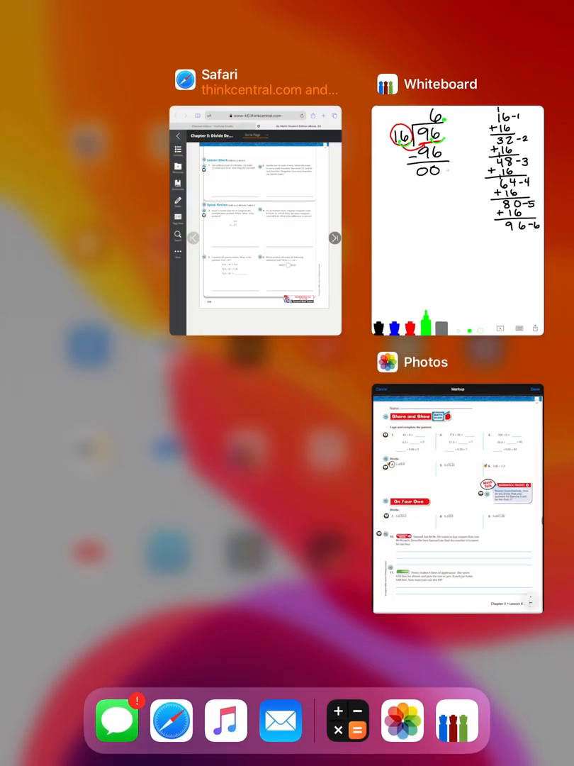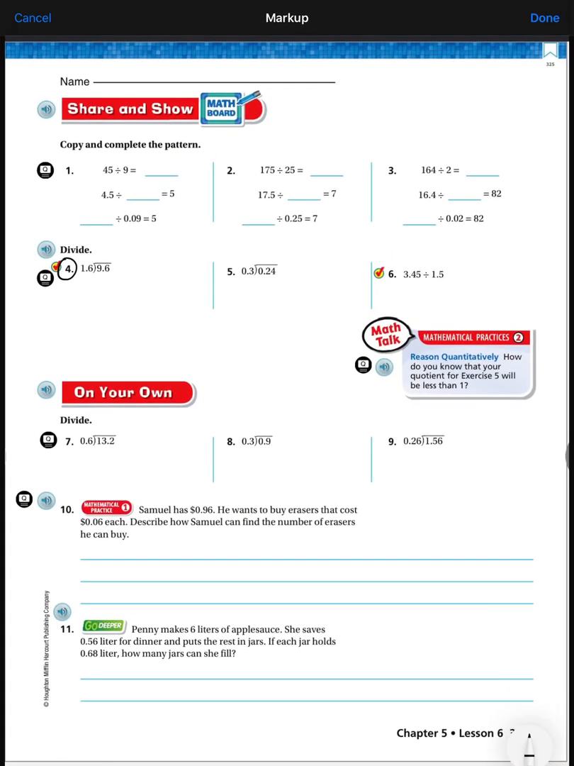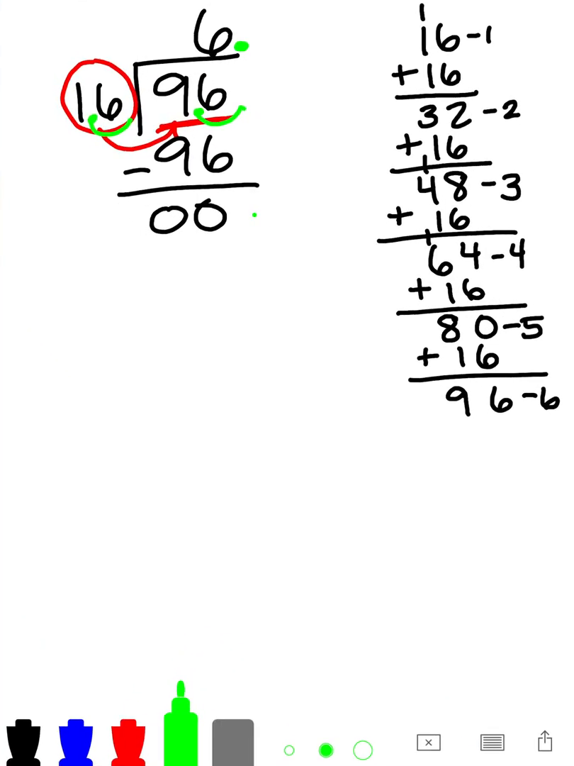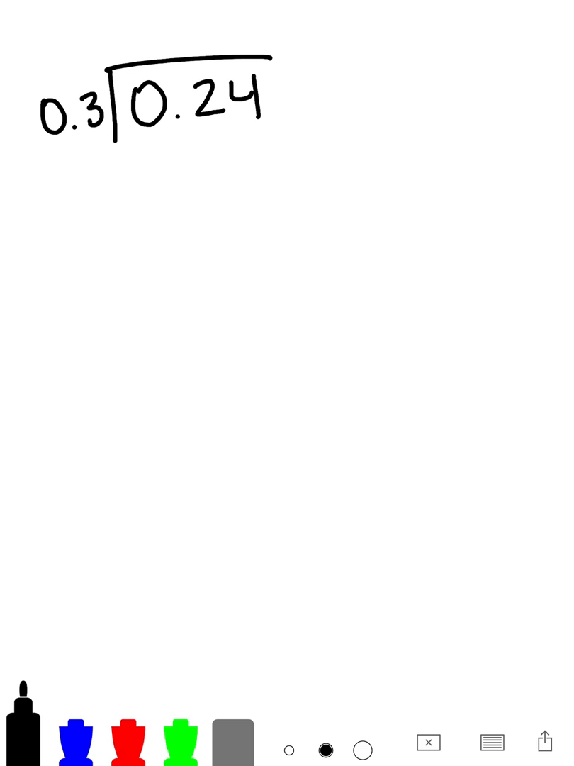So we're going to go back and take a look at number 5. Whoops. This one was 6, by the way. Okay, let's look at number 5. We have 0.24 divided by 0.3. Okay, 0.24 divided by 0.3. So I'm going to go back to my whiteboard so I have a little bit more room to write. And I'm going to rewrite this problem here. So I have 0.24 divided by 0.3.